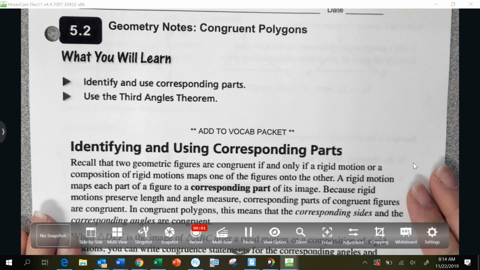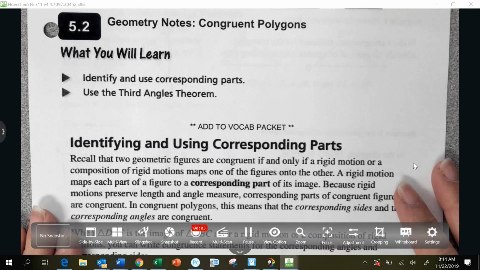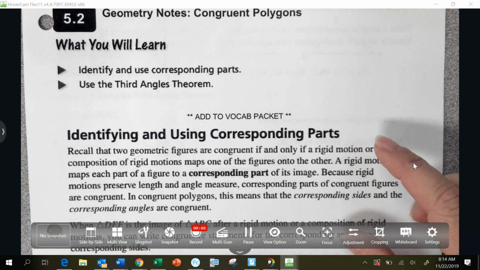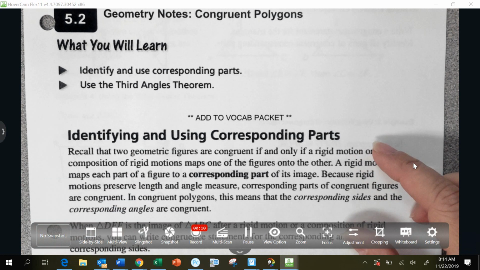We are doing congruent polygons, and we're going to talk a lot about identifying and using corresponding parts. Ooh, and I have your vocabulary packet. Okay.